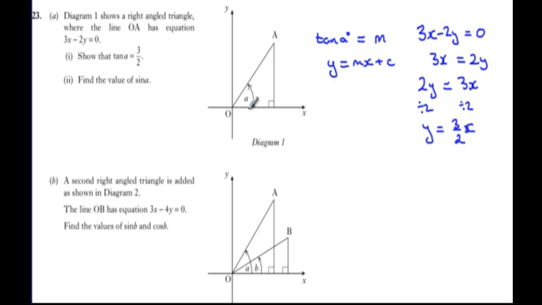Now since the line is crossing the origin, we've got a plus 0 at the end, but the value of m, the gradient of this line, is given by 3 over 2. So m is equal to 3 over 2, and m is also the tangent of the angle A. So that's us showing that tan A must be 3 over 2.